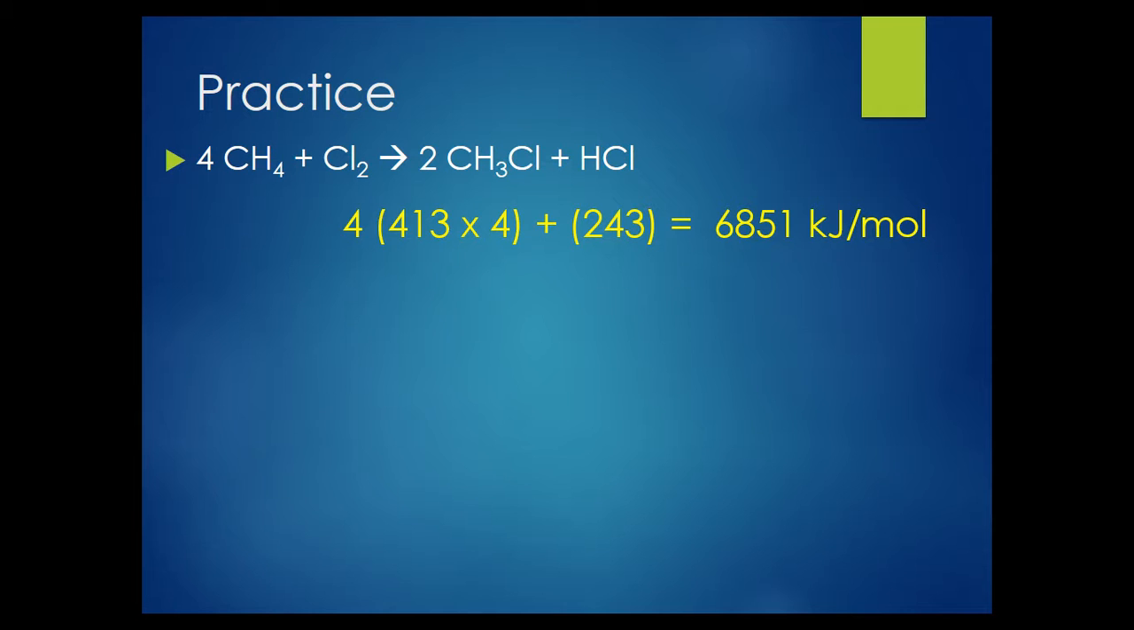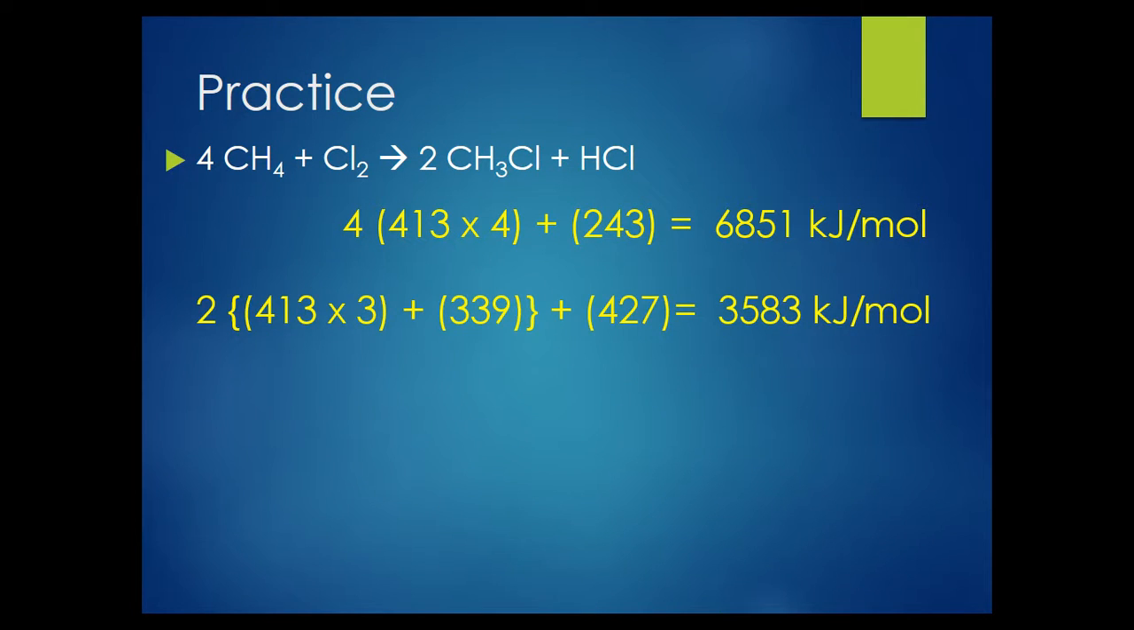I have 4 of this entire thing. There are 4 carbon-hydrogen bonds. So I took the carbon-hydrogen bond, multiplied it by 4, and then multiplied it all by 4 again because of that coefficient. Then I add in a single chlorine-chlorine bond. That gives me a total of this for my reactants. That's everything to the left of the arrow.